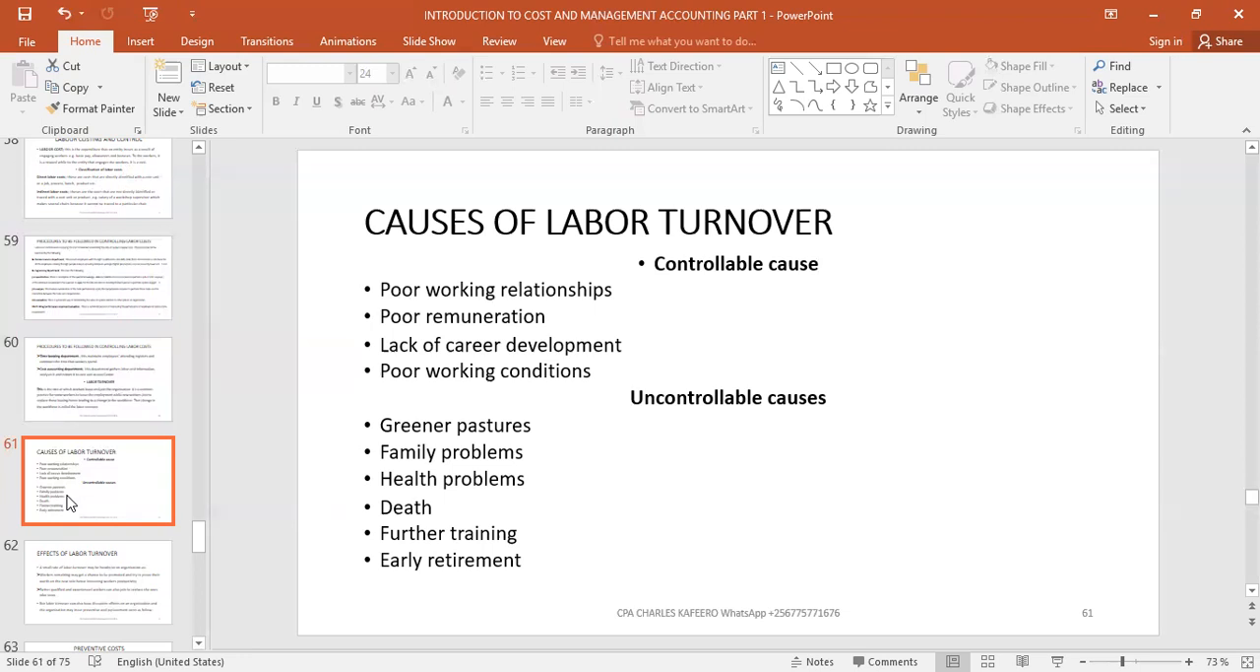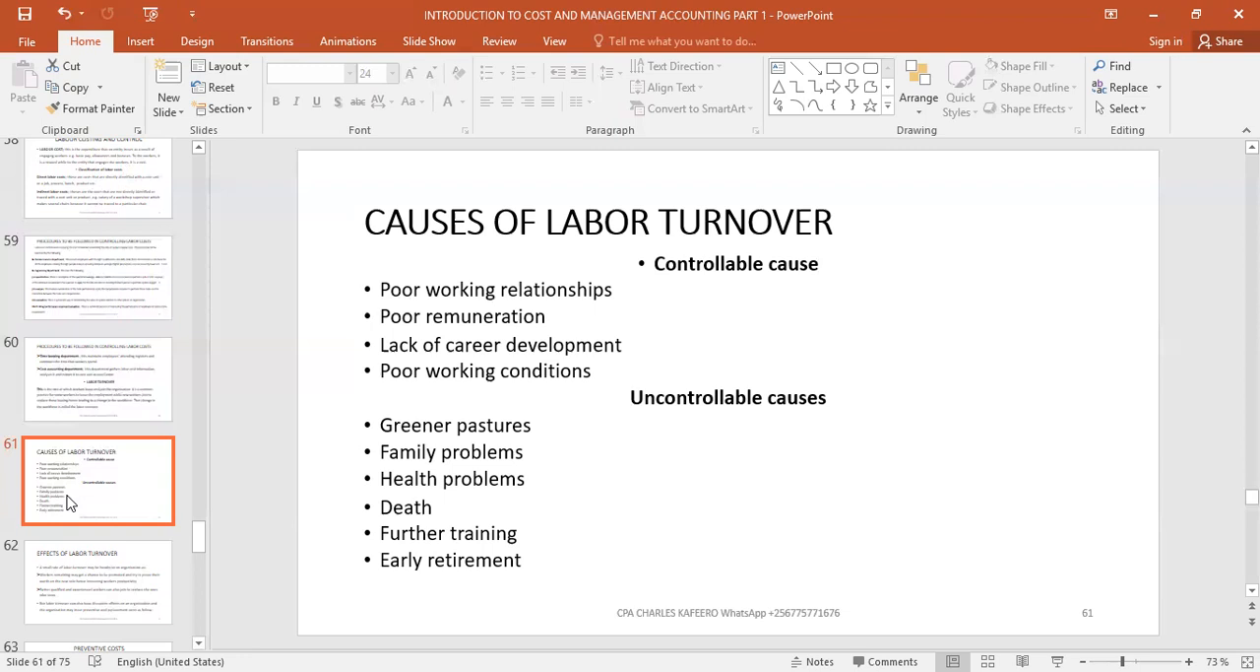This poor working relationship is in terms of, let's say, bad habits which exist within the organization, and those habits force someone to leave. Let's say there is sexual harassment. Someone leaves the organization not because the person was paid poorly, but because the people he or she is working with are not friendly. So someone may try to leave because of poor working relationships.